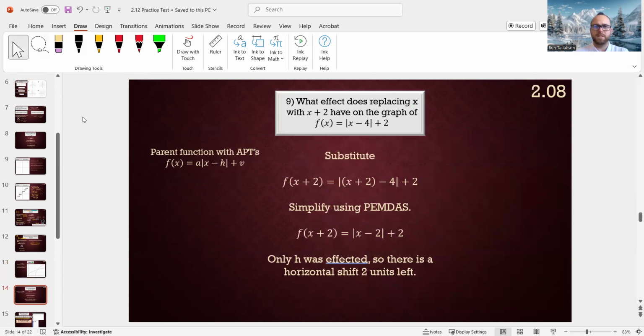Number 9, what effect does replacing x with x plus 2 have on the graph of this function? So ultimately they're saying, hey, what happens if you take that x and instead you put x plus 2 there? So we start off, we substitute, we replace just like they asked us to, and we need to work out what's going on between these absolute value lines.